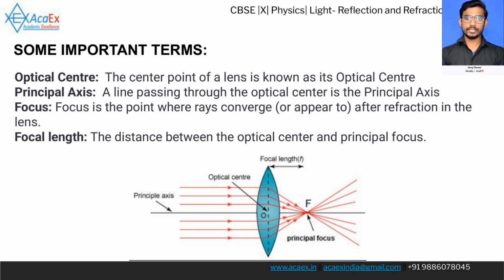Important terms for lenses. Optical center, the center point of a lens. Principal axis, a line passing through the optical center and the centers of curvature of the lens surfaces. Focus, the point where rays parallel to the principal axis converge for a convex lens or appear to diverge from for a concave lens after refraction. Focal length, the distance between the optical center and the principal focus.